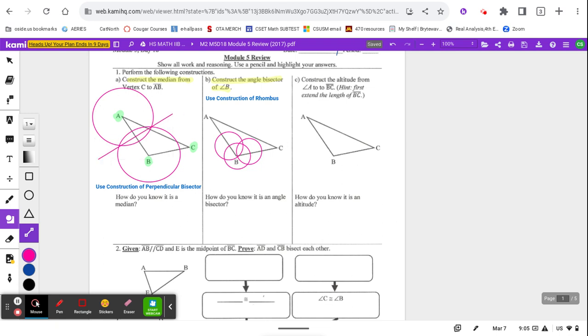where those two intersect. When we create this perpendicular bisector, the whole reason we did this was to get this little point here, the midpoint of side AB. The midpoint of side AB is now going to get connected to vertex C, and that's what makes our median.